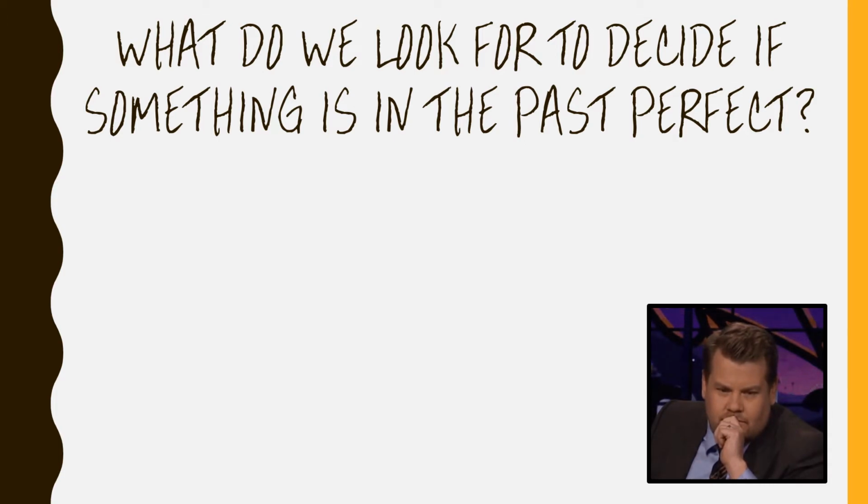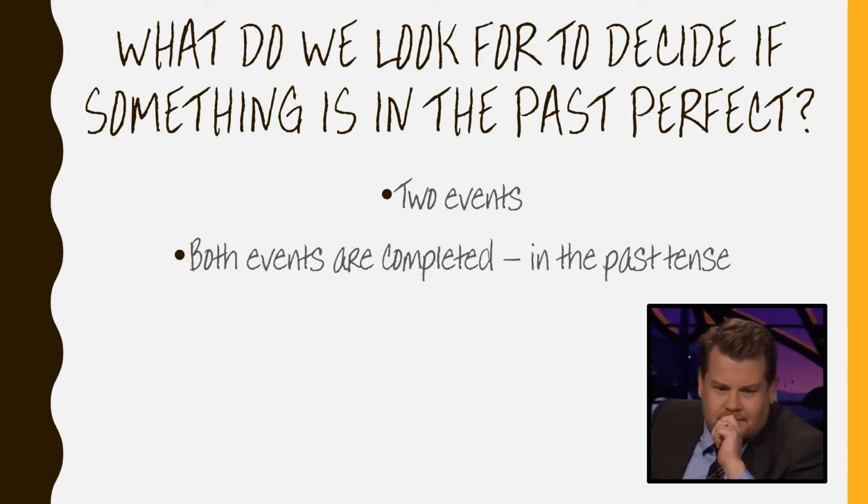So, what are you looking for if something is in the past perfect tense? The first thing you're going to look for is two events, two verbs taking place, two verbs that are complete, they are perfect. Both events are completed, they are perfectly finished in the past tense. The word had, you might have noticed, was in every single sentence.